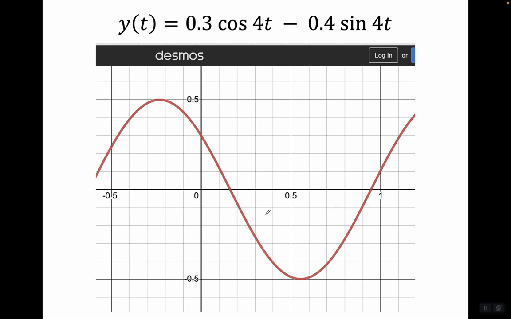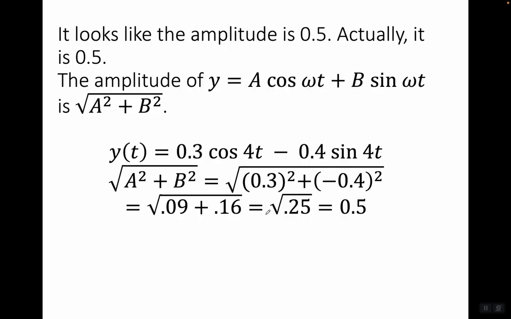Wow, that amplitude looks like 0.5. Looks like the amplitude is 0.5. Actually, it is 0.5. The amplitude of y equals a cosine omega t plus b sine omega t is the square root of a squared plus b squared.